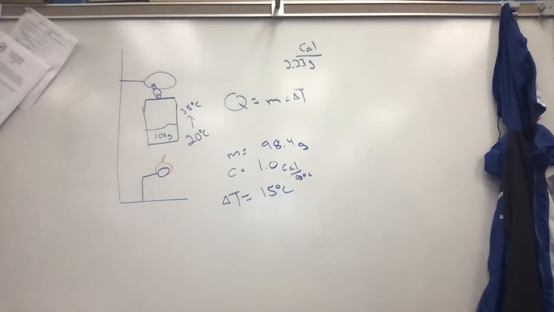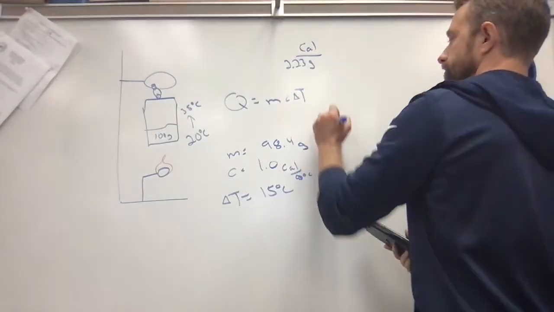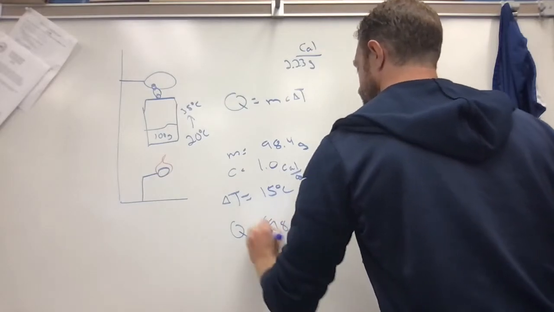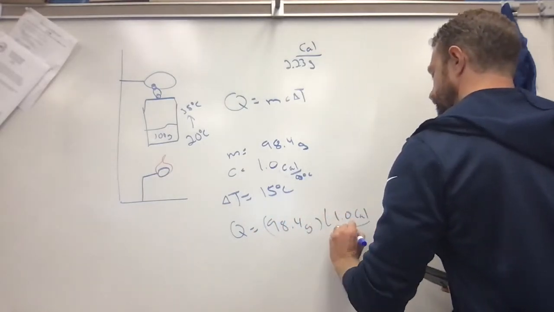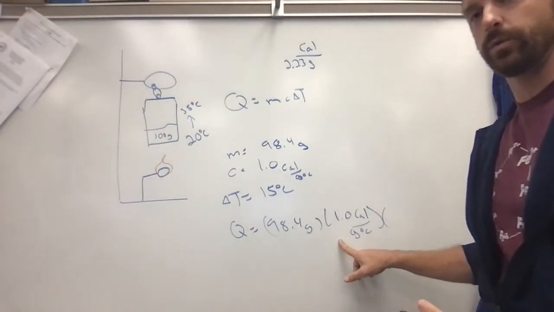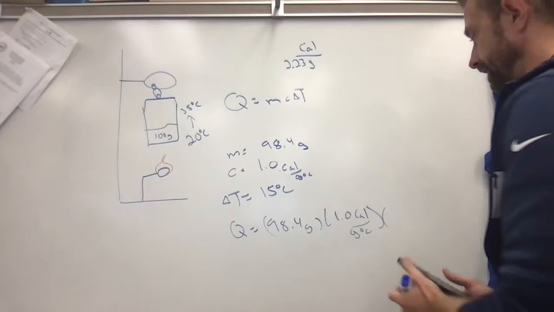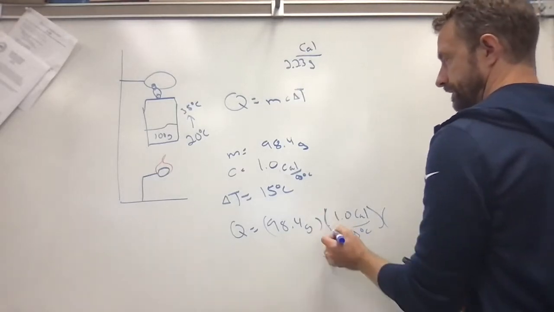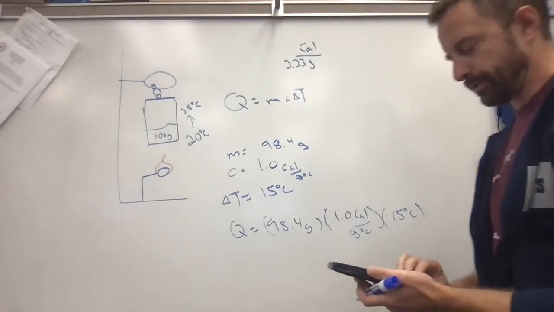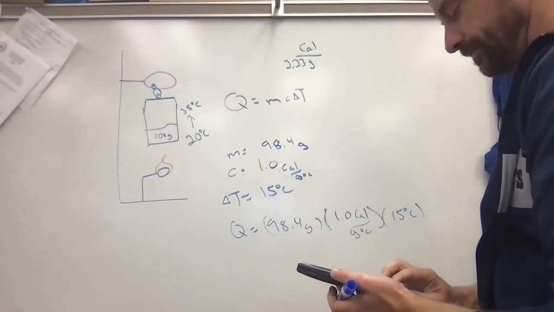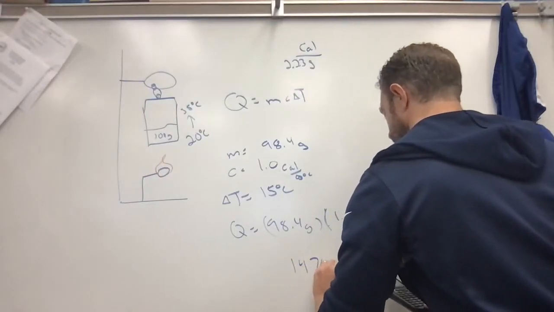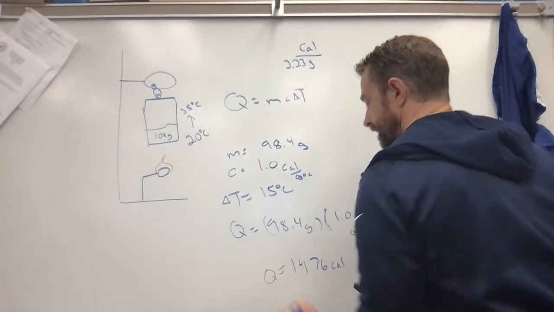I am too lazy to do that in my head, so I'll multiply those three together and show that calculation: 98.4 grams times 1 calorie per gram degree Celsius. It is not that for everything in the world. It is that for water. Everything heats up and cools off differently, like we saw when we were first learning about this equation. Times 15 degrees Celsius. So 98.4 times 1 times 15 is going to give us 1476 little c calories as our Q.